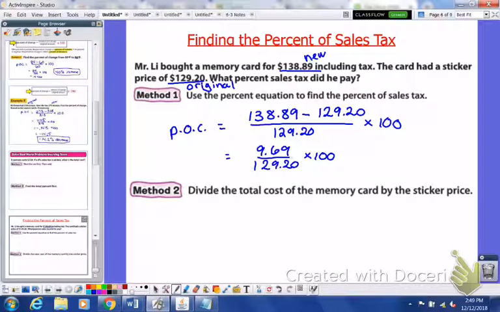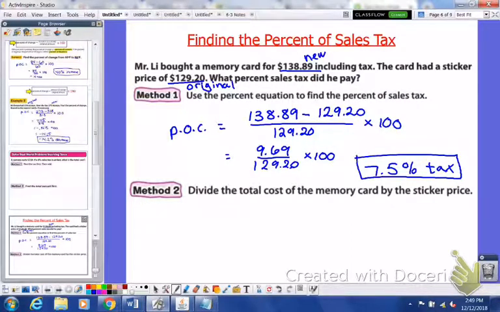Okay, if you did that division and then multiplied by 100, since we're running out of room, you can do 2 steps at once. You would get 7.5. Actually, I'm going to write this off to the side so you guys can see it a little better. So our final answer is 7.5% tax. Okay, so if you're given the price that you pay and you're given the original price and you want to use that to find your percent of tax, that's one way to do it.